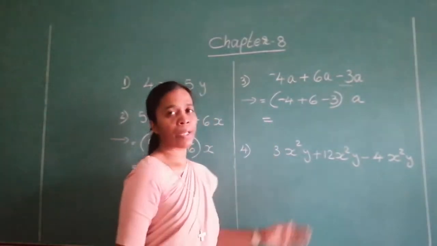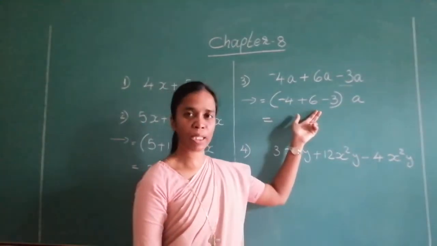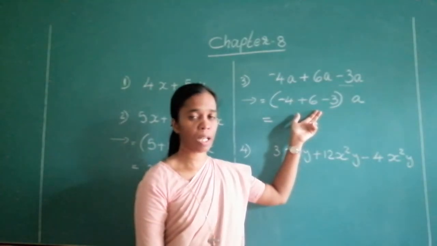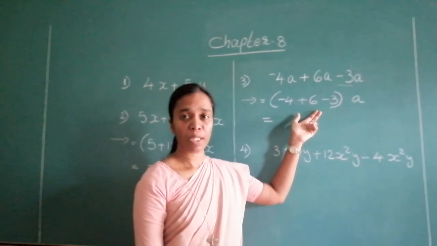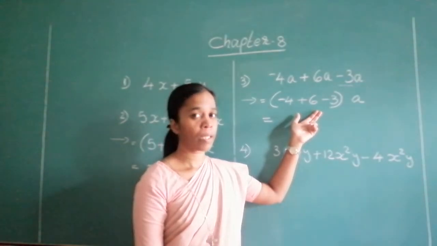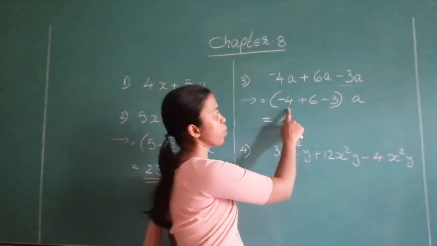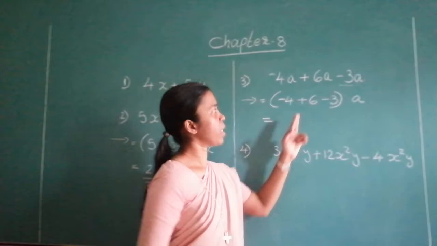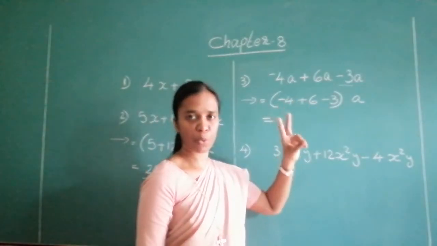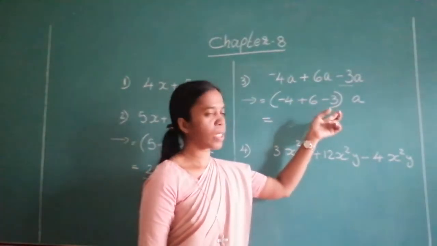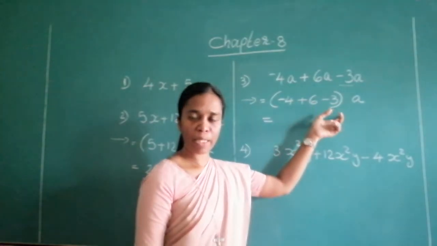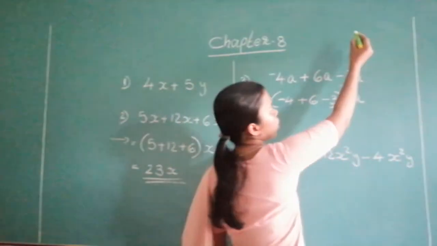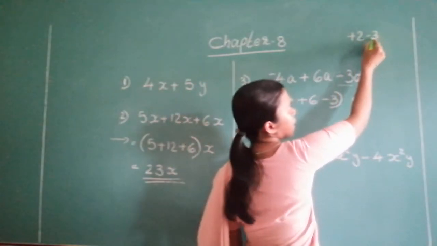Now, you do the addition and subtraction. You know, minus 4 plus 6. We have done that. In addition and subtraction, if the signs are different, put the sign of the greater number and write the difference between them. So, first you do these two. Minus 4 plus 6. Signs are different. Put the sign of the greater number. That is plus. What is the difference between these two? 2. So, you have plus 2 minus 3. Plus 2 minus 3. Again signs are different. Put the sign of the greater number.